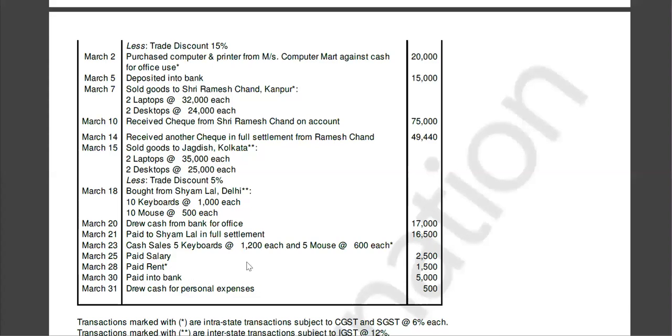So one more character. See, single star. The star denotes CGST, SGST payment. Double stars denote IGST payment because the place is Kolkata.